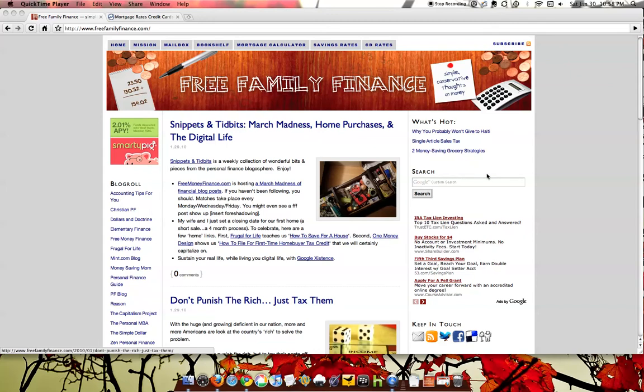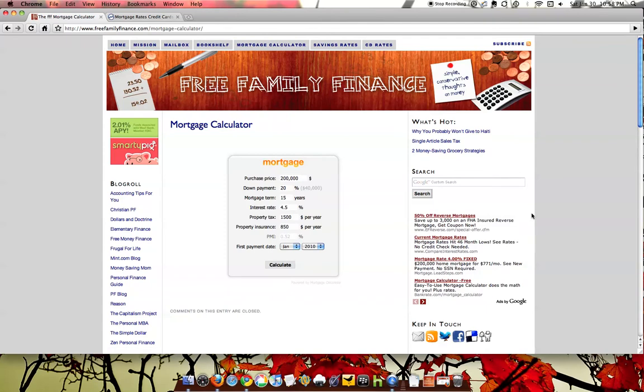Here we are at the freefamilyfinance.com homepage. As you'll notice up here at the top, new tab, mortgage calculator. We thought it was important, so we stuck it on the site. So here we are. Here is your mortgage calculator. It's not terribly intimidating. Just answer a few questions, hit calculate, and it'll give you all the information you need to know.